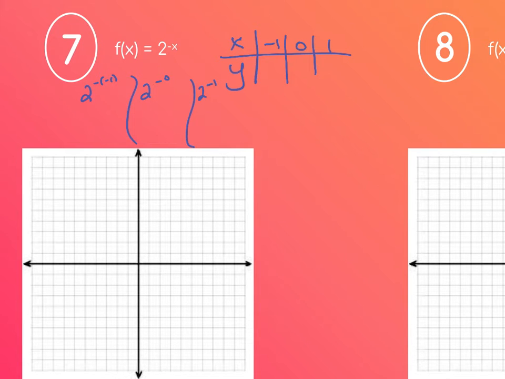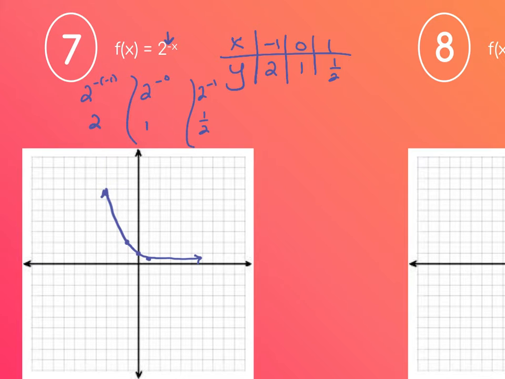So the -(-1) becomes 2 to the first, which is 2. 2 to the -0 just goes to 2 to the 0, which is 1. And 2 to the -1 becomes 1/2. So I get 2, 1, and 1/2. -1 and 2, 0 and 1, 1 and a half. So even though the base is a whole number, it takes on the pattern of a fraction because the variable has a negative in the exponent.